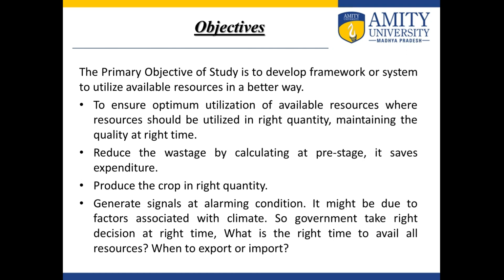The specific objectives are, first, to ensure the optimum utilization of available resources, where the resources should be utilized in the right quantity, maintaining quality, at the right time. The second objective is to reduce wastage by calculating at the pre-stage. If we calculate at the pre-stage, we save a lot of money. If the 100% requirement is there, and we know in advance that 20% will be wastage, we produce more crop according to the requirement, because wastage is involved. So produce the crop in the right quantity.